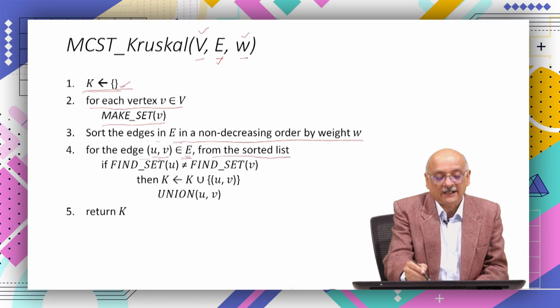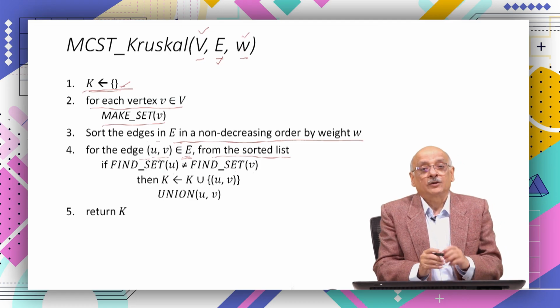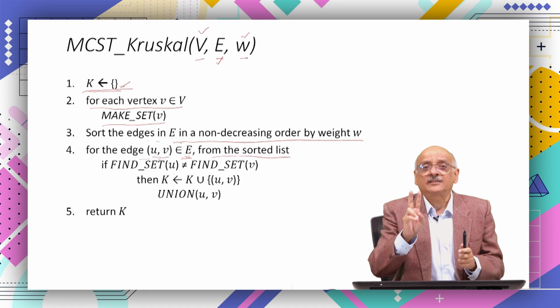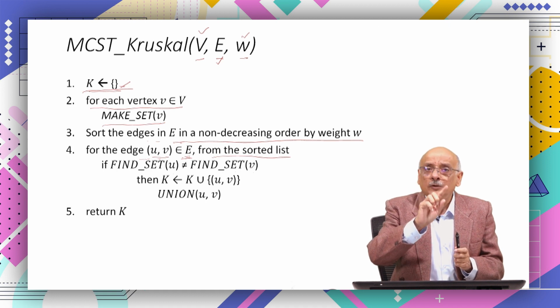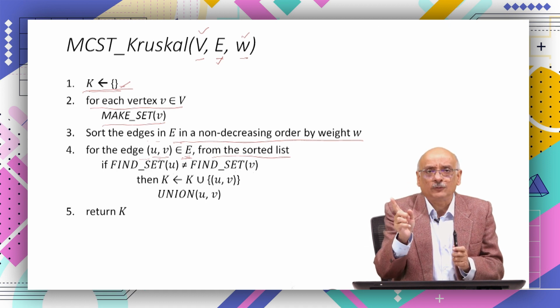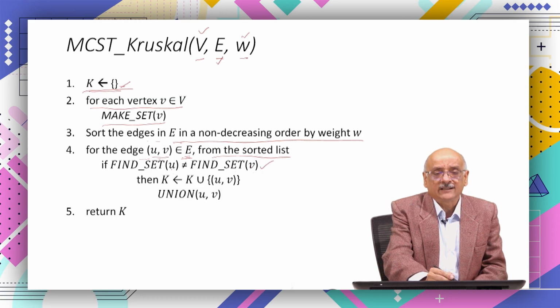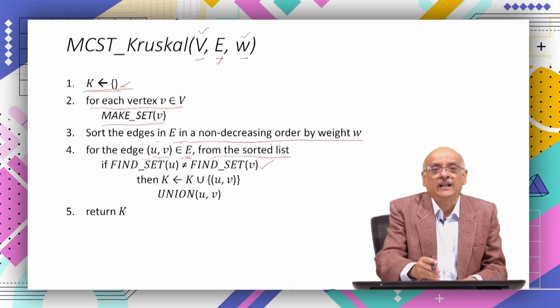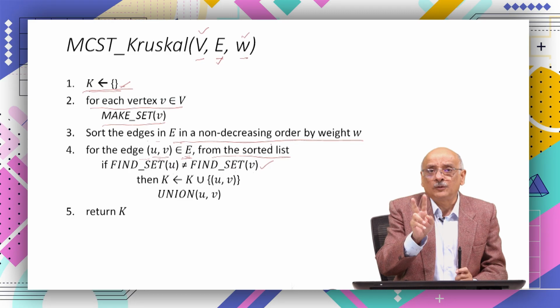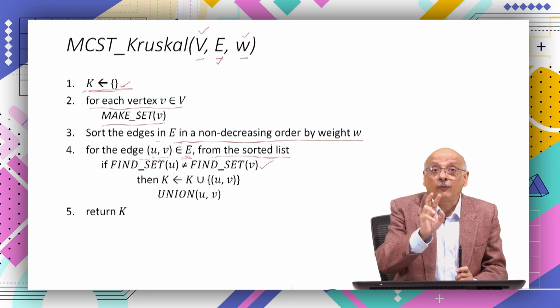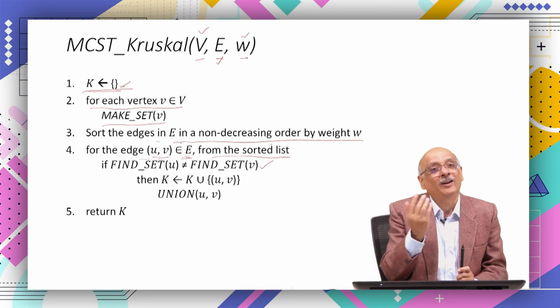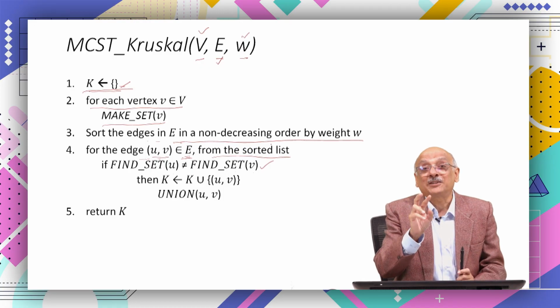find set U which is not equal to set V. So what is there? Any edge consists of 2 vertices. It basically joins 2 vertices. So what we are checking in this step is whether the starting point of the edge and the ending point of the edge, those 2 points, are falling in the same set or not. Same set of vertices.